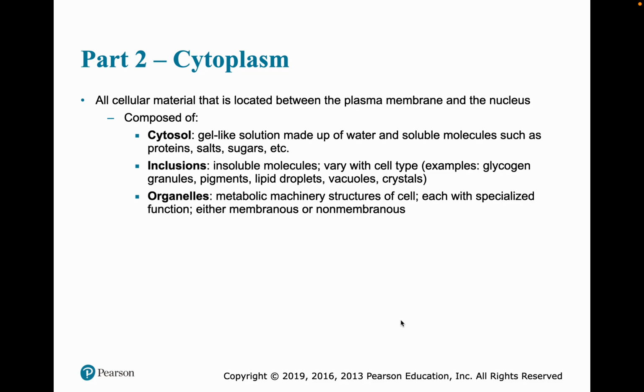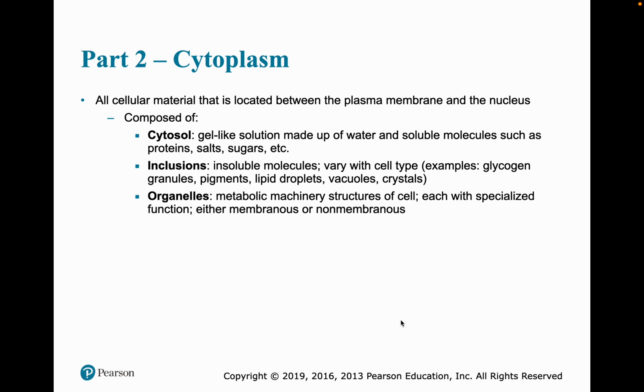So all the cellular material between the plasma membrane and the nucleus is in what we call cytoplasm. That cytoplasm is composed of many things, most of which we can't see with a light microscope. It would include cytosol, which would be the gel-like solution of mostly water molecules. Inclusions would be insoluble molecules. Those would change with different cell types: glycogen granules and some pigments and others.